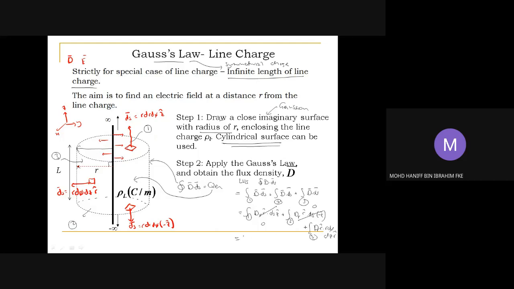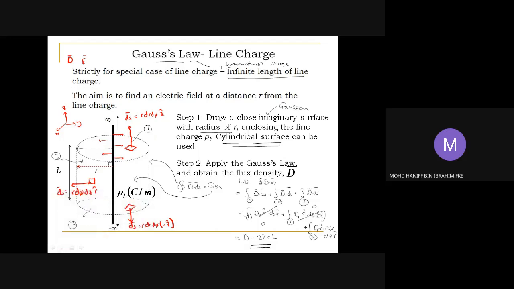If we further integrate this, we are going to have it equal to D_r times 2 pi r L, because the height of your closed surface is L, and when you integrate phi, you get 2 pi. So 2 pi rL should be the answer for the left-hand side, the D dot ds closed surface integration. Any question for this before we proceed further? No? Okay, let us proceed with the right-hand side integration.